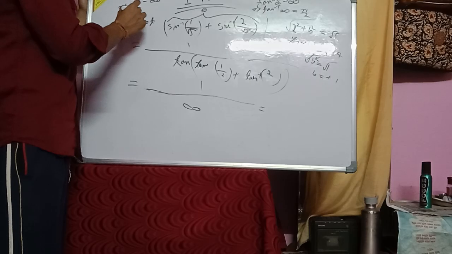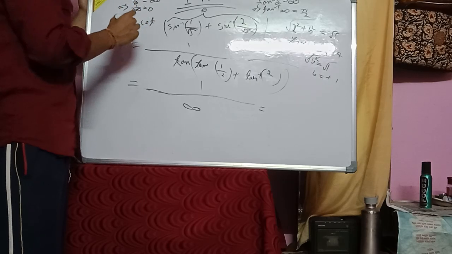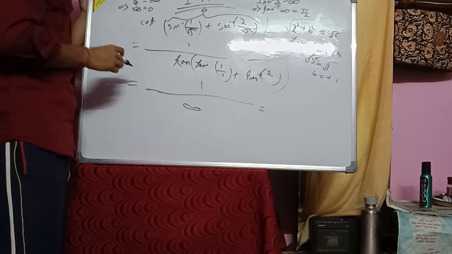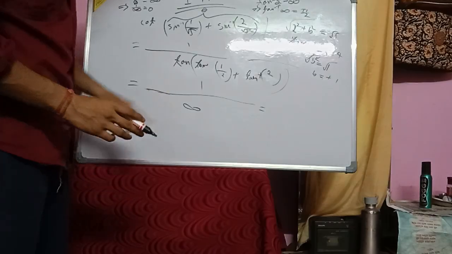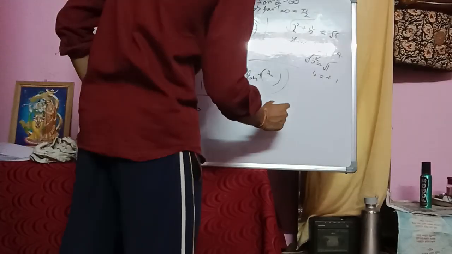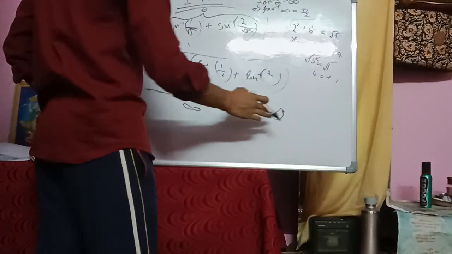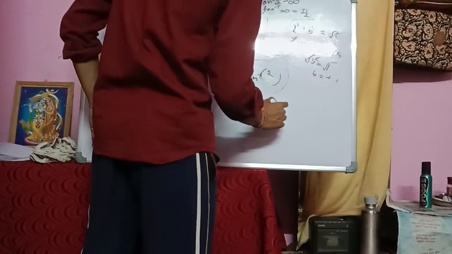You would have 1 over infinity equals 0. 1 represents any real number here. So you have a real number over infinity, so that will become 0. Okay, the solution of this problem, the answer, is 0.